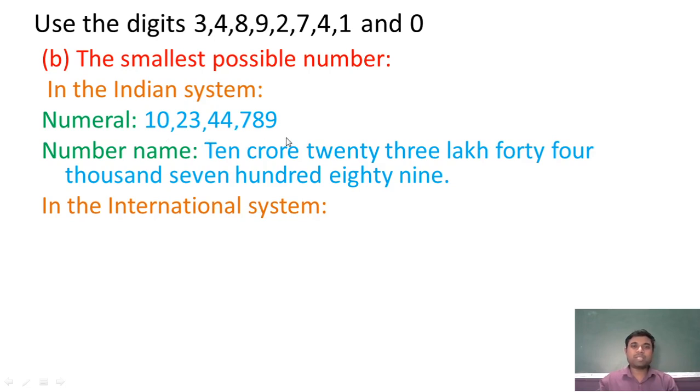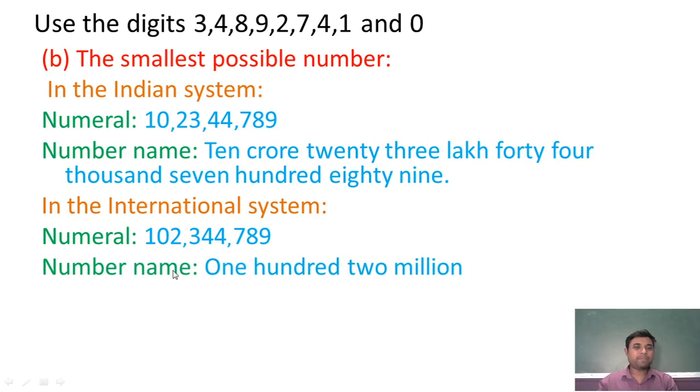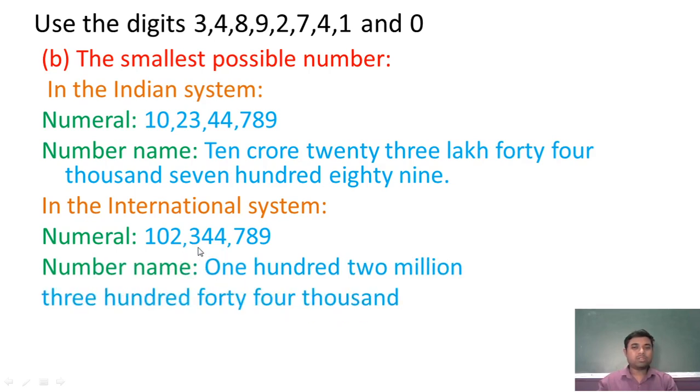And in the international system, what will it be? These digits will be the same. The change will be in the commas. So just write 1, 0, 2, 3, 4, 4, 7, 8, 9. Now give a comma here and a comma here, first for this 3, then again for this 3. So the number name is 102 million, 344,789.